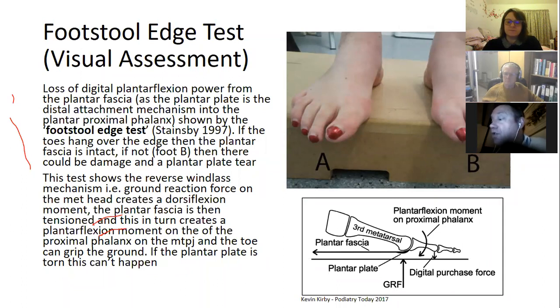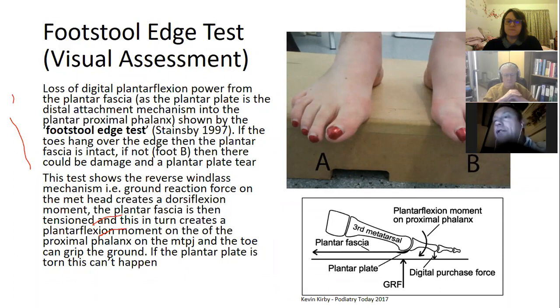So now your toes are all on the ground and you get this nice 5 through to 1. Your toes all come down to the ground as the met heads receive weight. It requires almost no muscle action. It's all done automatically by the plantar fascia. And so that's what should happen.